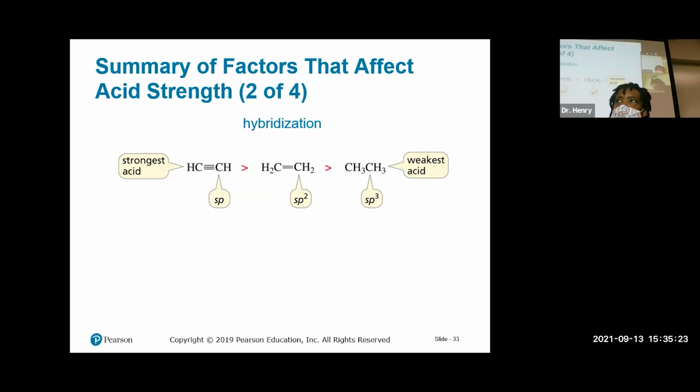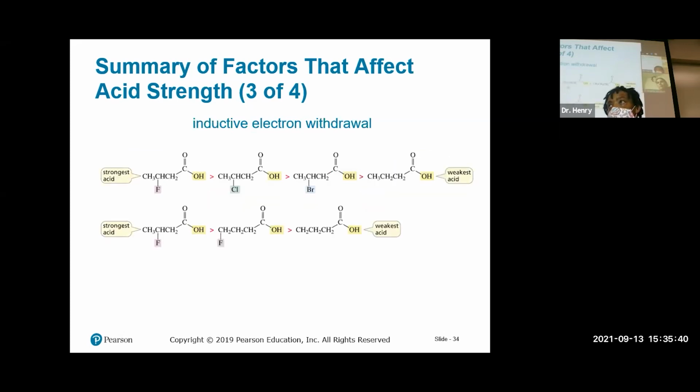Okay, so we know that as we increase the number of bonds between the two, we also increase the acidity, right? So hybridization plays a factor. When we do the inductive electron withdrawal, basically the stronger the electronegativity is, the stronger that acid is on that other side when we're inducing. Here, it's location, location, location. This one is location, stronger than this guy, right?